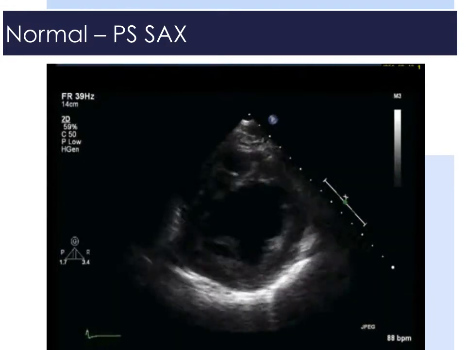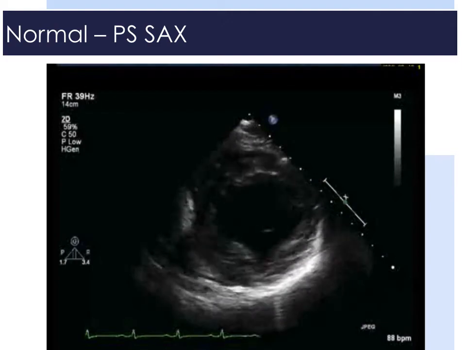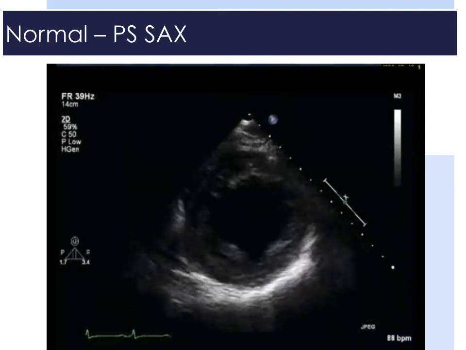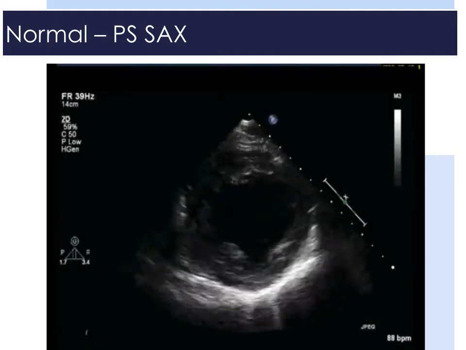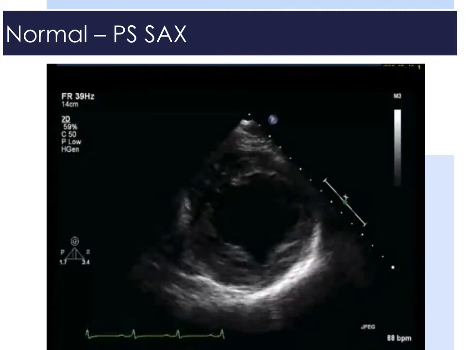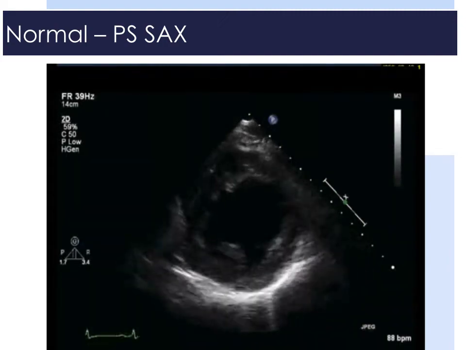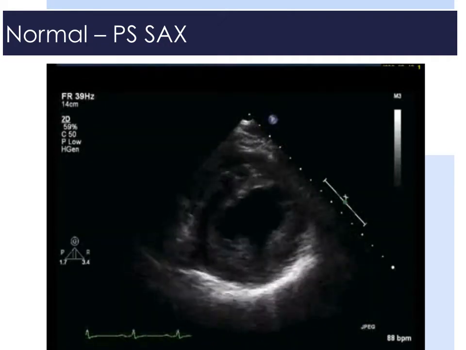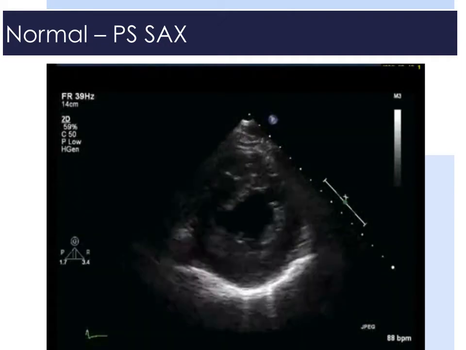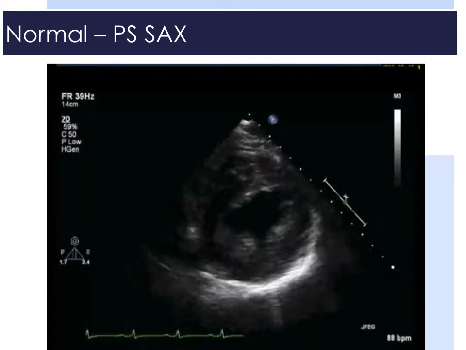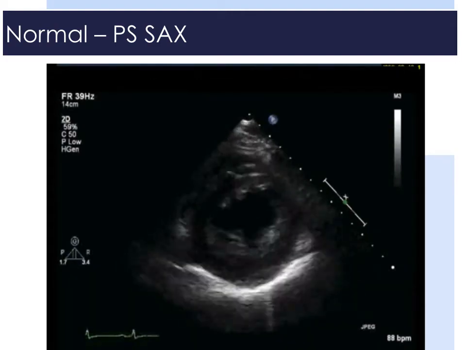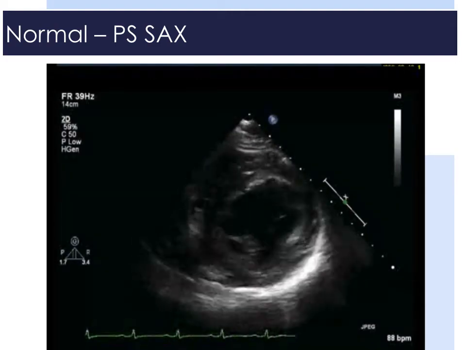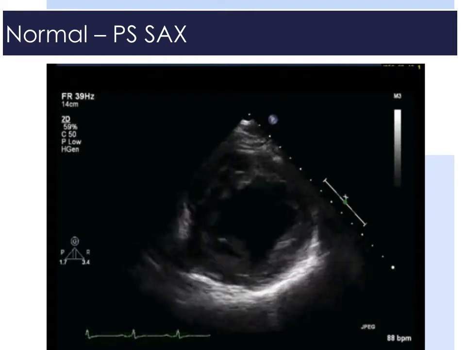Same judgment: we assess the thickening of the walls, whether they are thickening all together at the same time, and whether the walls are moving towards the center of the LV cavity at the same time. We should look at the ECG, and we should probably recognize the systolic and the diastolic phase.